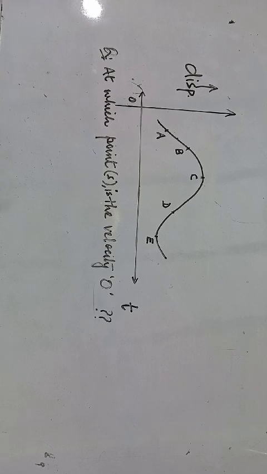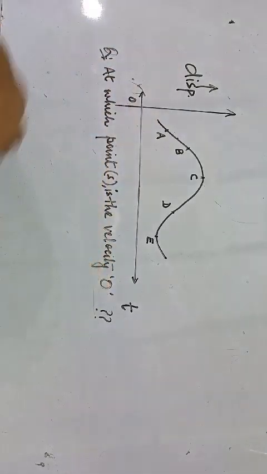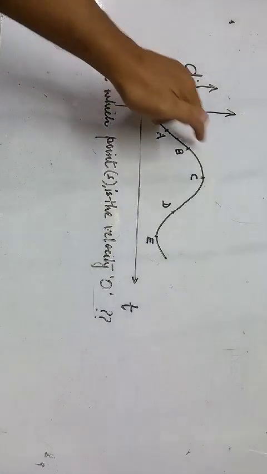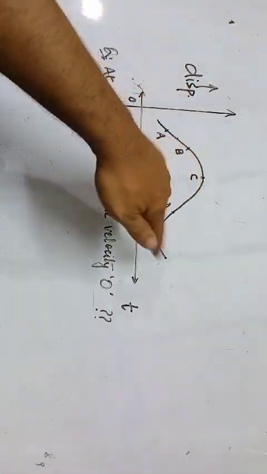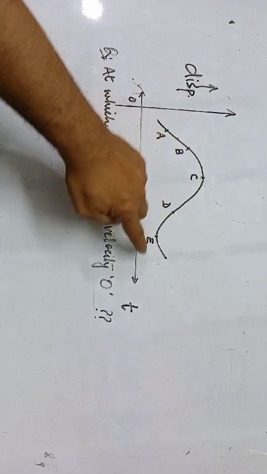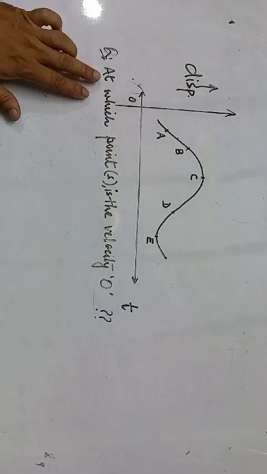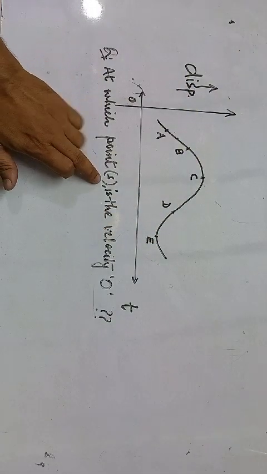Okay, so now coming to the next question. Now these are all analyzing questions where you actually will not have to solve much, but you will have to have a better understanding of the concept. Now this is a displacement versus time graph. Okay, it's in the form of a curve which is moving like this, and these are all different points during the motion. Okay, the question is at which point or points.